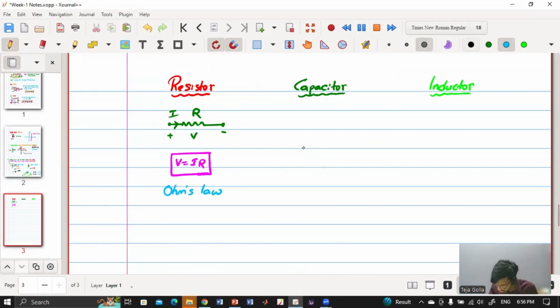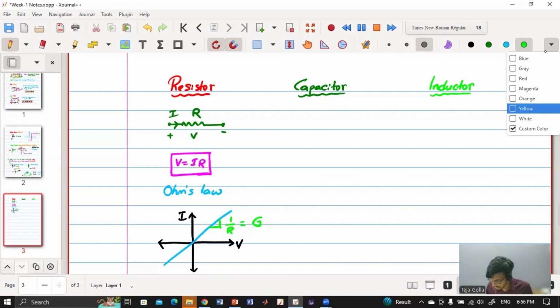Just quickly, if you draw the VI characteristics or IV characteristics, V equals IR, so it's a straight line passing through the origin. And what is the slope? Slope is I by V, which is 1 by R, the inverse of resistance. This is also called conductance, and it is represented by the letter G.